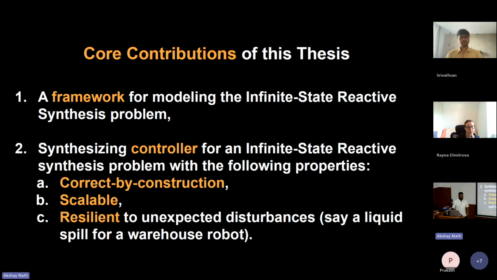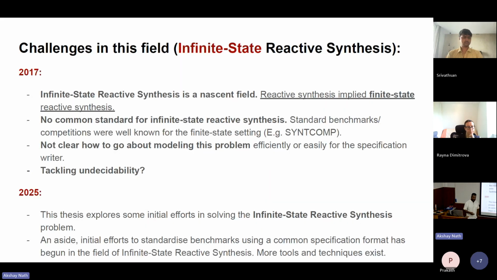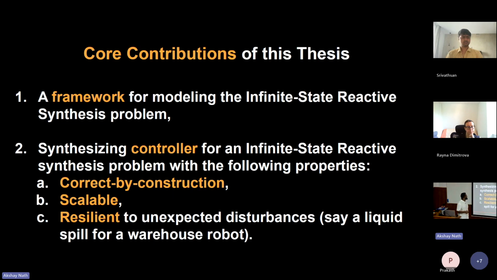So now that you have understood the context of this field, the core contributions of this thesis are as follows. One is a framework for modeling the infinite state reactive synthesis problem. And second is synthesizing controllers for this problem, which have some properties. The first property that we're interested in is correct by construction, which I just explained. That's by definition of the problem.